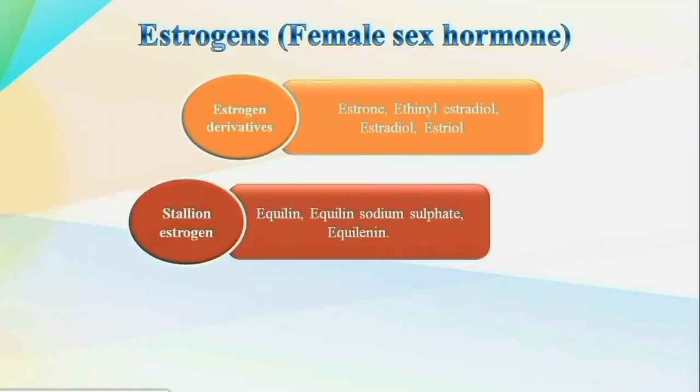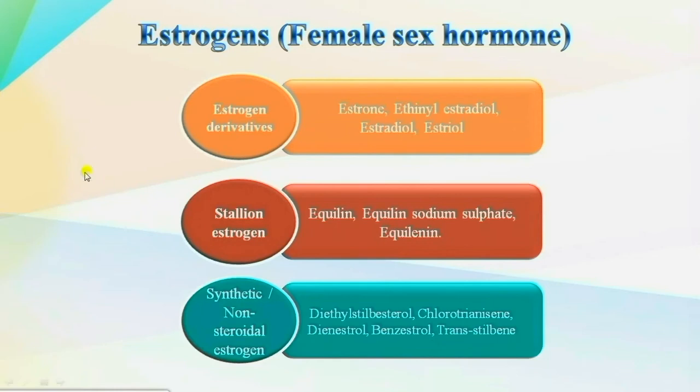There are three types of estrogens: estrogen derivatives, stallion estrogen, and synthetic or non-steroidal estrogen. Examples of estrogen derivatives are estrone, ethinyl estradiol, and estriol. Examples of stallion estrogens are equilin sodium sulfate and equilin.